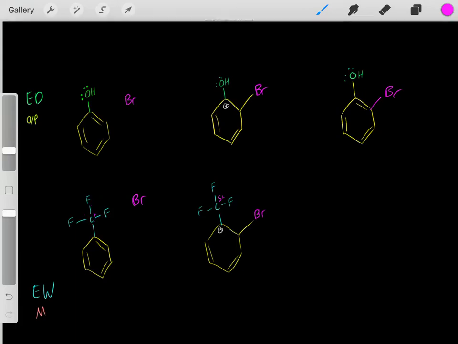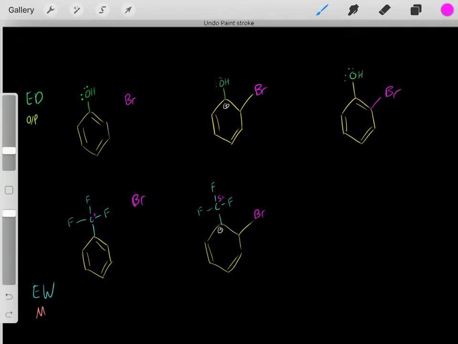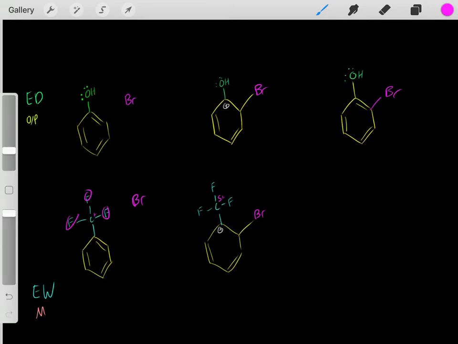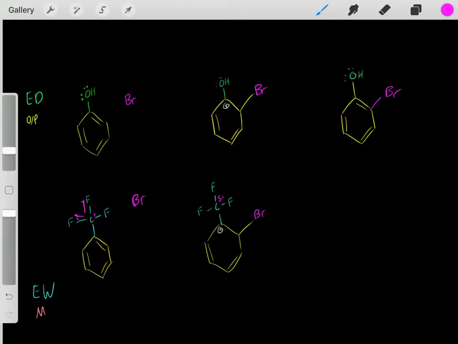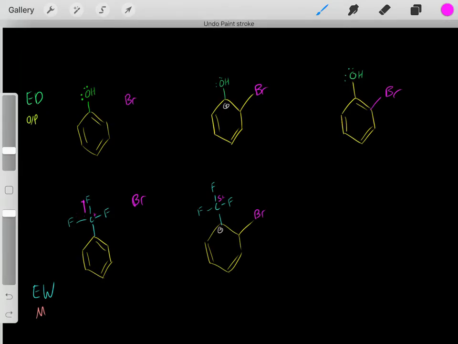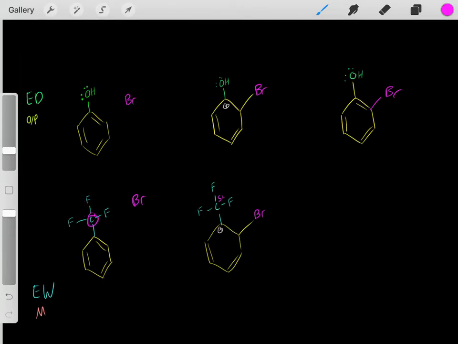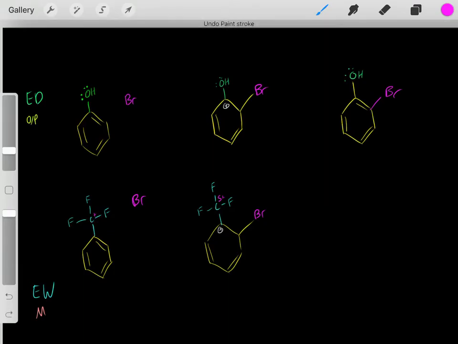However, this guy is an electron withdrawing group. And the way I like to think about it is this carbon is bonded to these fluorine atoms, which are very electronegative, pulling a lot of electron density. As they pull electron density, there's an electron deficiency on this carbon. So this carbon is partially positively charged.